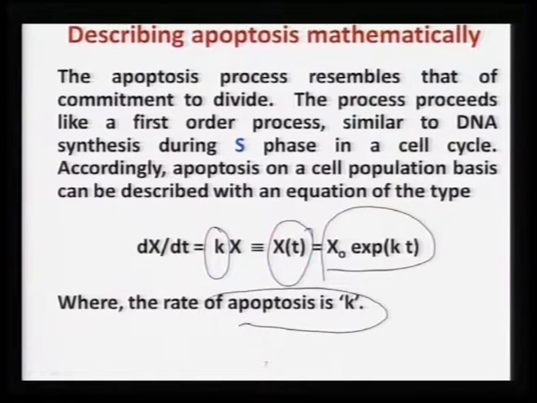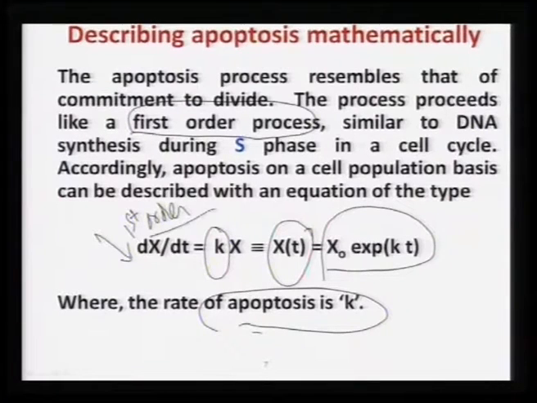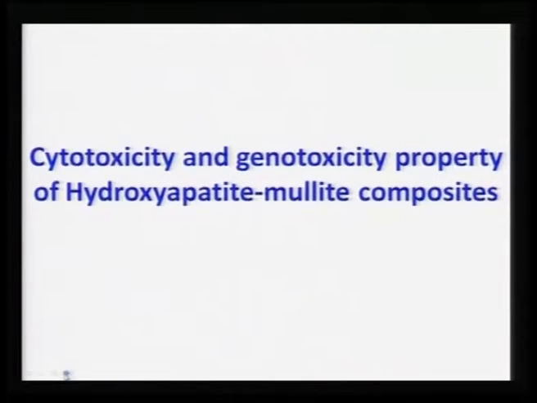And what is k? k is the rate of apoptosis. This process proceeds by a first order kinetic process. So apoptosis is a first order kinetic process, that means dx by dt is proportional to x to the power 1.